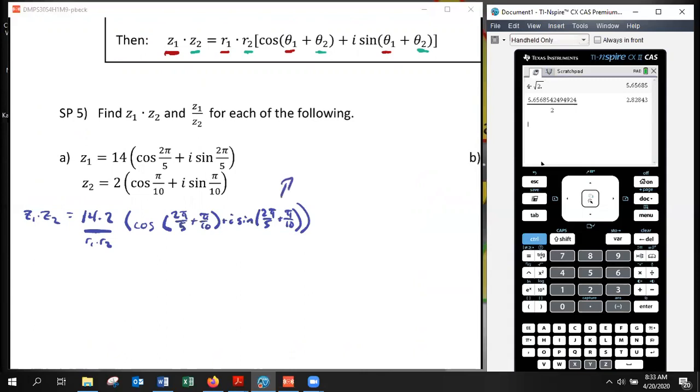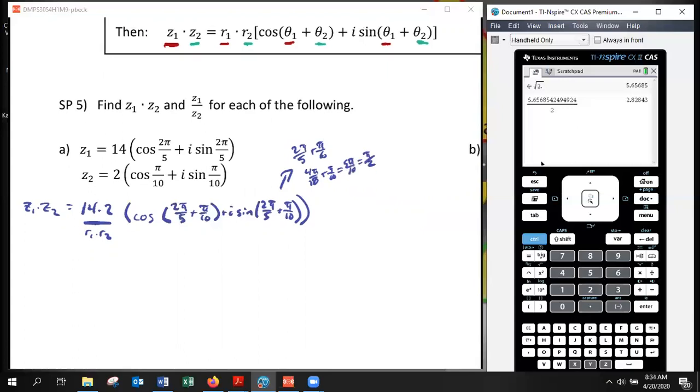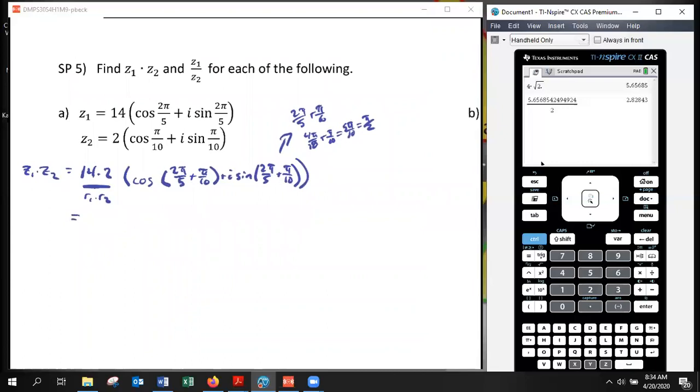So let me show that. 2 pi over 5 plus pi over 10 is 4 pi over 10 plus pi over 10, which is 5 pi over 10, or a very happy pi over 2. Ooh. So if I multiply these two numbers together, I will get 28 times the cosine of pi over 2 plus I sine of pi over 2.